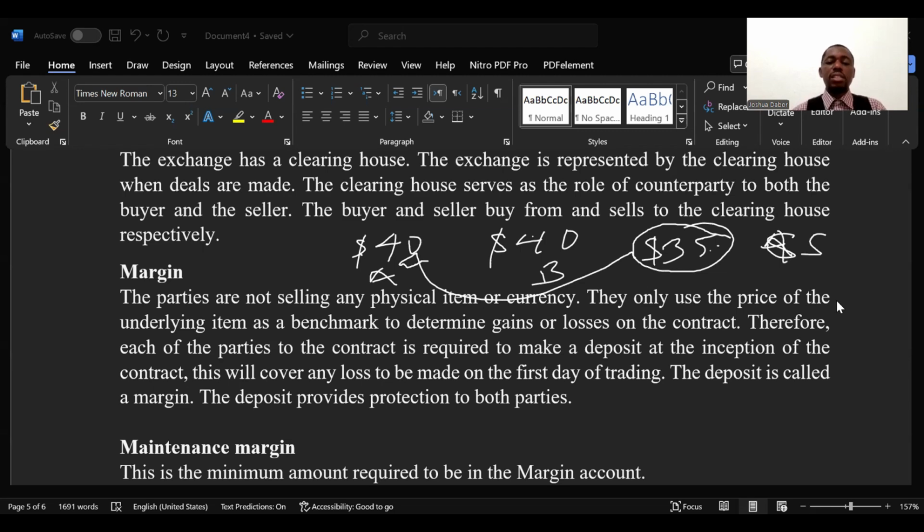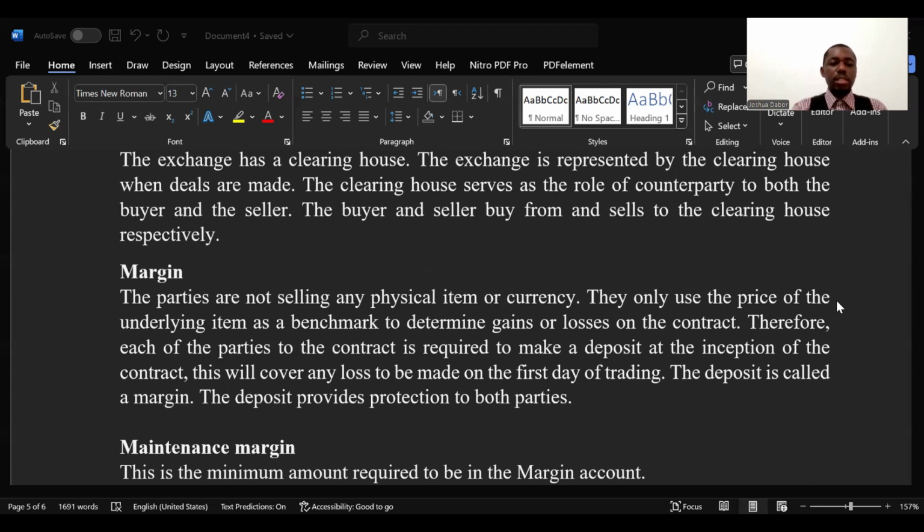Okay, so now there are other things that I want you to look at, which is the maintenance margin. How much are you expected to have in your accounts as a minimum? So let's look at the maintenance margin and the variation margin.